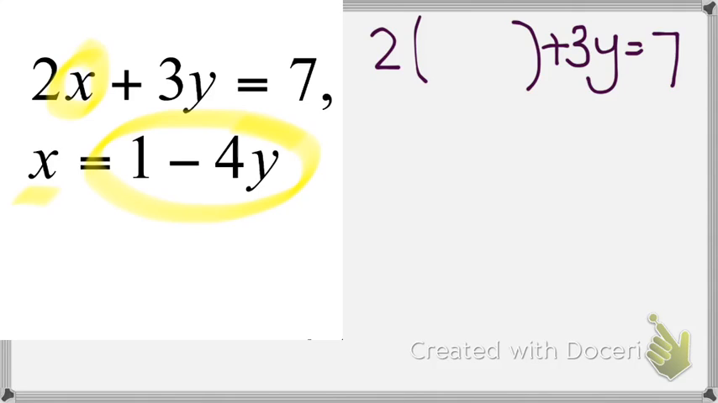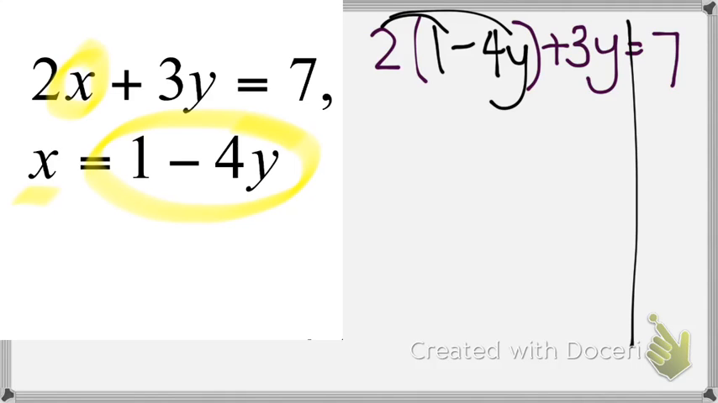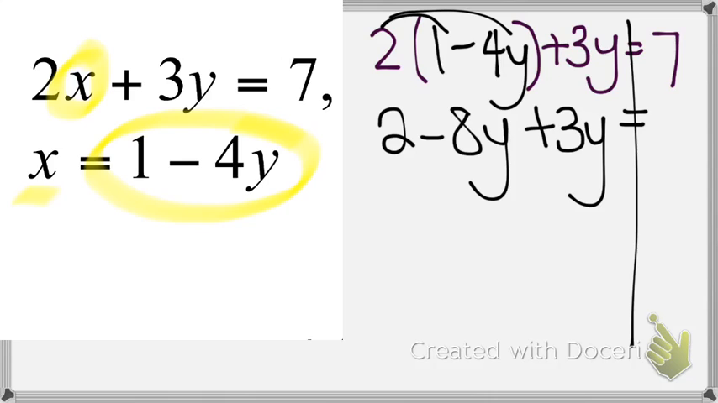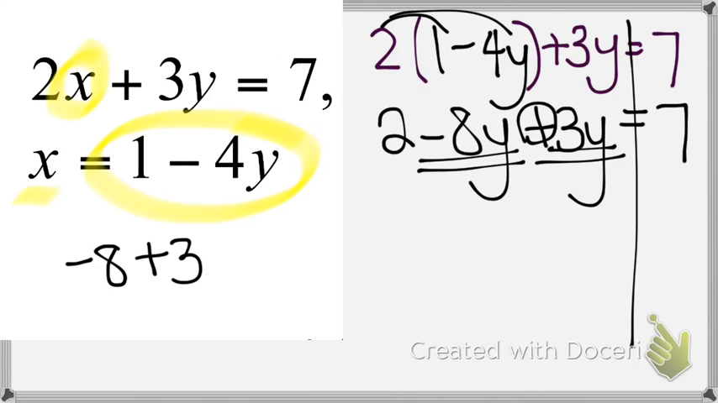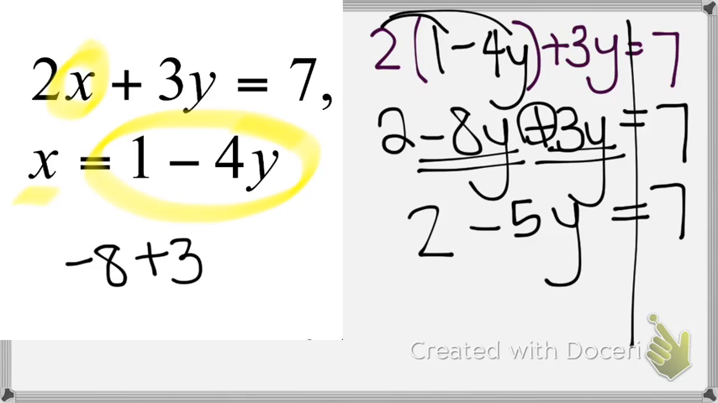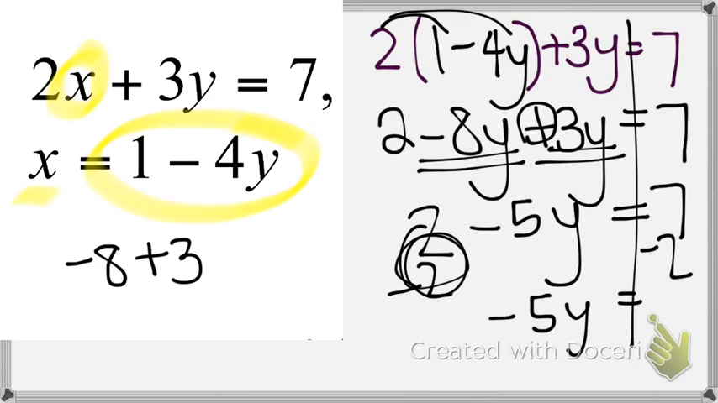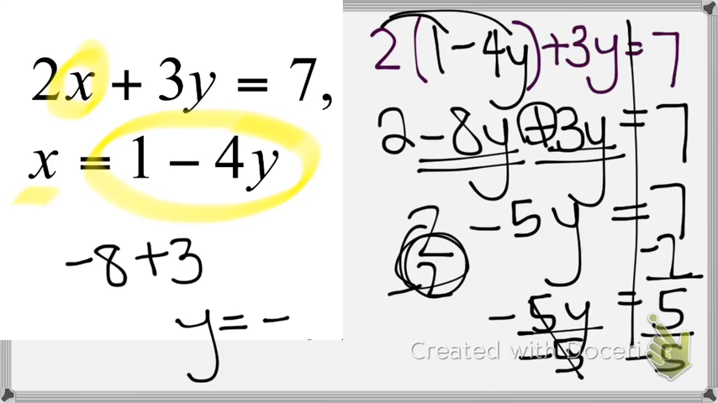So in that spot we're going to be putting 1 minus 4y, and we're going to distribute. So 2 minus 8y plus 3y equals 7. And they're on the same side of the street. It says to add, so negative 8 plus 3 makes negative 5y. Bring the 2 down, equals 7. So I'm going to minus 2 both sides. Negative 5y equals 7 minus 2 is 5. So I'm going to divide out the negative 5, and y is negative 1.